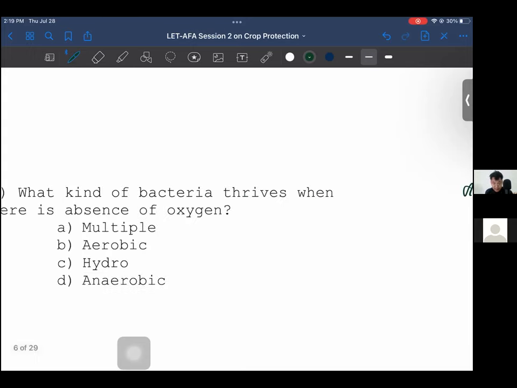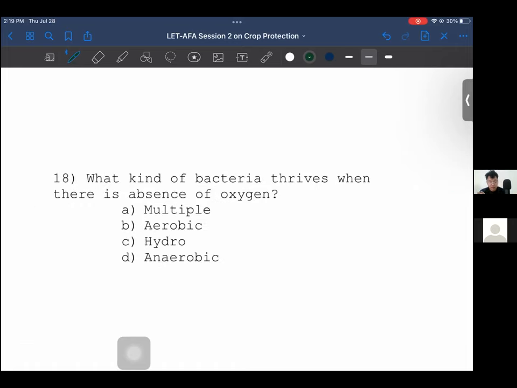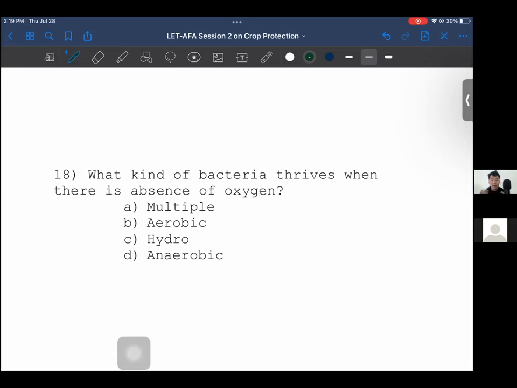Sabi dito, what kind of bacteria thrives, diba? This happens when we ferment things. For example, suka. Basta merong bacteria na nag-grow sa suka, acetate, parang ganun. So, yung bacteria na yun, it thrives doon. Tapos siya yung nagpo-ferment ng suka natin.